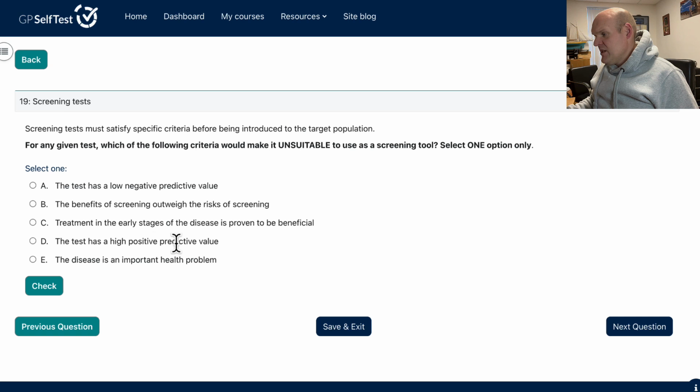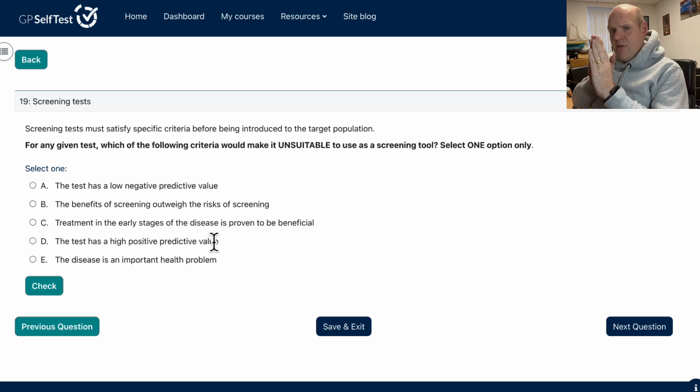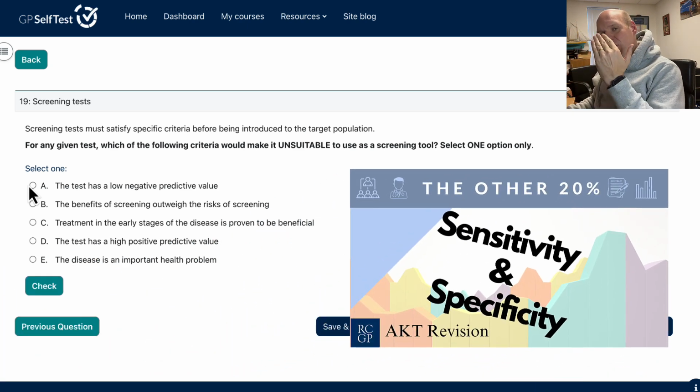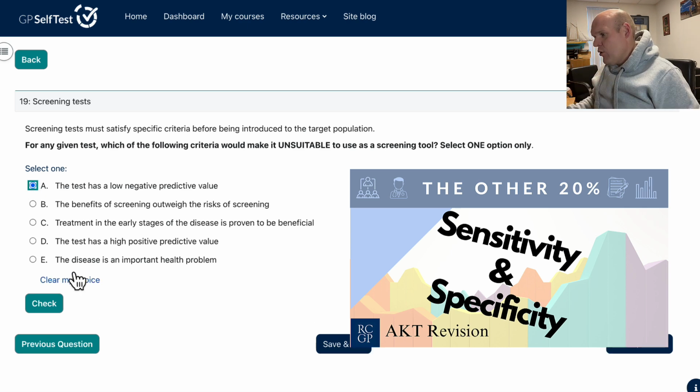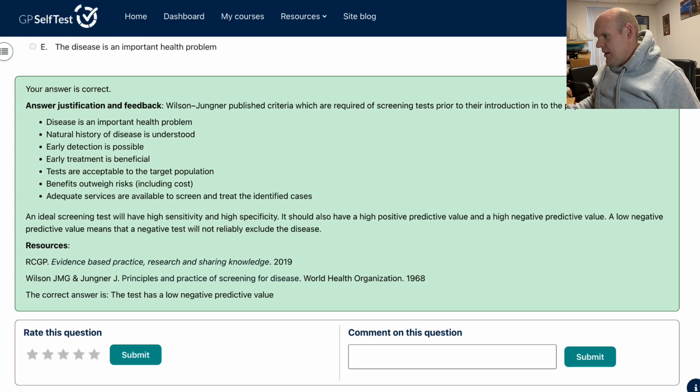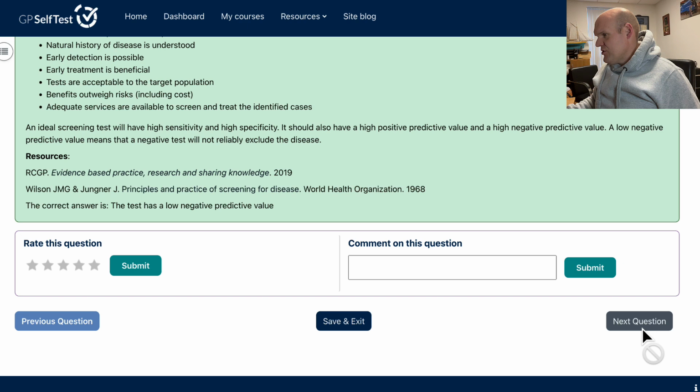Test has a high positive predictive value. That means if you've got a positive test result, there's a high probability that you've got the disease. So we want that. The disease is an important health problem. Yes. So it has a low negative predictive value. That is incorrect. We want a high negative predictive value, because if you've got a negative test, there's a high likelihood that you haven't got the disease. So we definitely want that. Let's see if I'm right. Marvellous. Happy days. Next question.